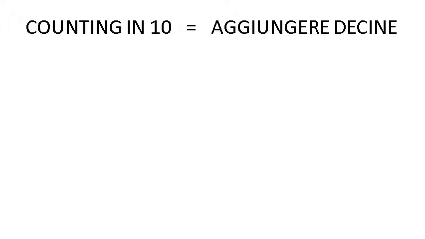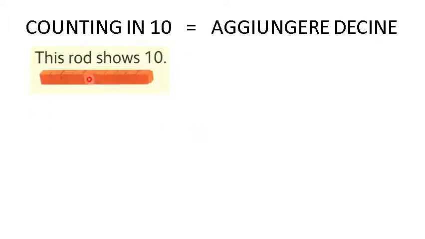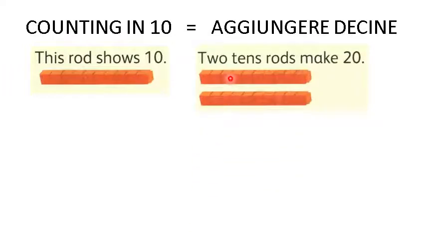Counting in tens. This rod shows 10. 1, 2, 3, 4, 5, 6, 7, 8, 9, 10. 2 ten rods make 20. 10 plus 10 makes 20. So we have 10, 20.